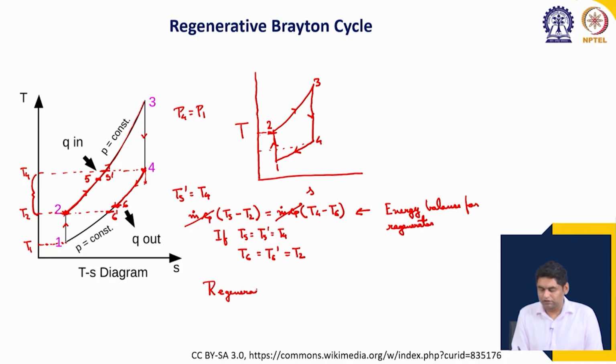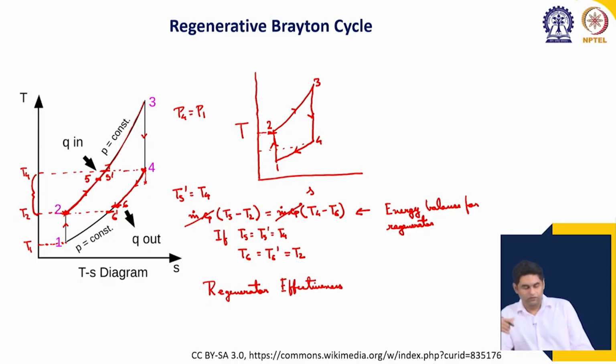Regenerator effectiveness. So, for a perfect regenerator, the effectiveness is equal to 100% or 1. Okay. Let us see how to define this regenerator effectiveness.